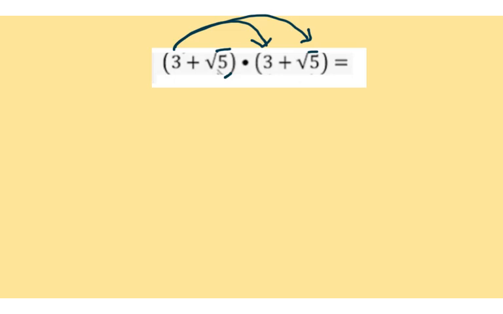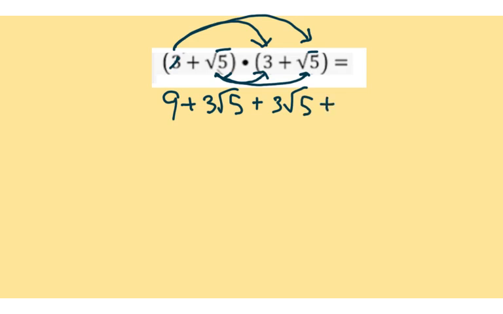And so I'm going to do 3 times 3, and that's 9. Then I'm going to do 3 times positive radical 5, and I'm going to get a positive radical 3 radical 5. Okay, and now I'm done with the first term in the expression, and I'll work on the next one. And this is where I do the distributive property on the second term inside the first binomial, and that's radical 5 times 3, and that's going to give me a positive 3 radical 5. And then I'm going to do radical 5 times a positive radical 5, and that's going to be a positive radical 25.